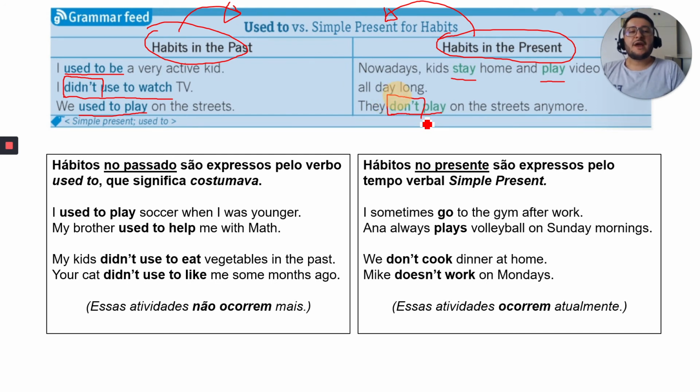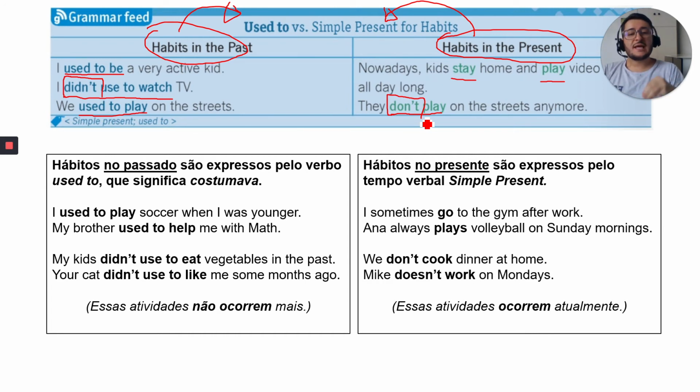Now let's compare some past habits and some present habits. For example, I used to play soccer when I was younger. My brother used to help me with math. My kids didn't used to eat vegetables in the past. Your cat didn't used to like me some months ago. All these situations don't happen anymore.